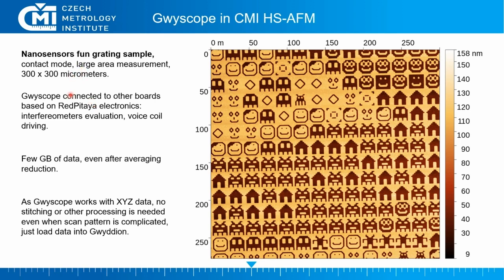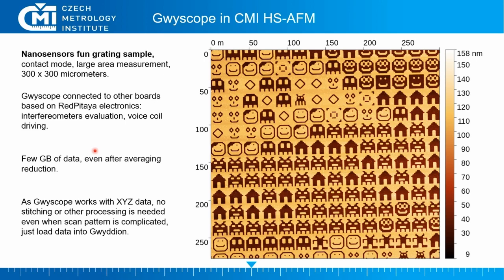And again, here we use the Gwydion controller connected to some other boards to control the interferometers and to drive the voice coils. However, still the main concept, the data storage was the same. We got a few gigabytes of data measuring all this large area, even after some averaging reduction of the data. And again, as Gwydion works with XYZ data, we simply can load this kind of data into Gwydion and then process them.